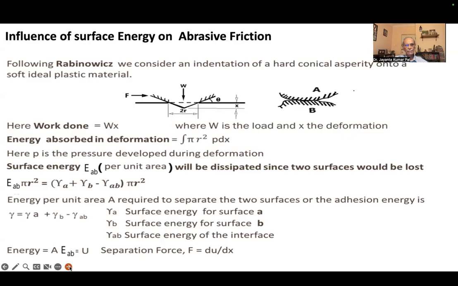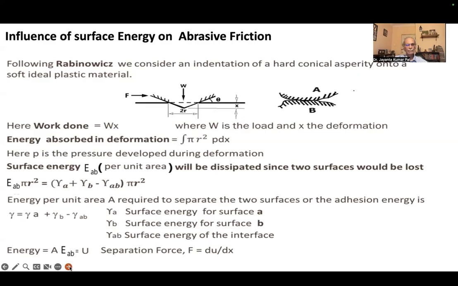Following Rabinovich, we consider a small indentation of a hard conical surface, conical asperity, on a soft metal, as shown in the figure. The asperity makes an angle of theta with the horizontal surface, and it indents up to a distance of x, and the diameter of the indentation is 2r. So this is the details of the contact between two surfaces A and B. We consider one single asperity.